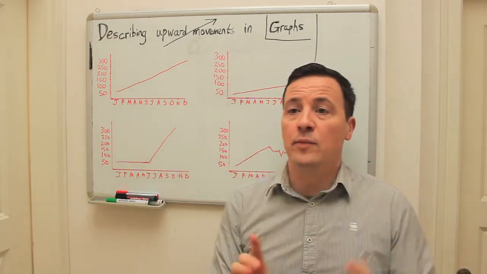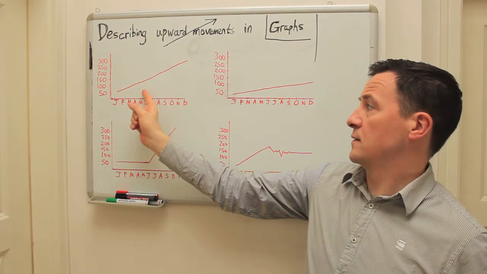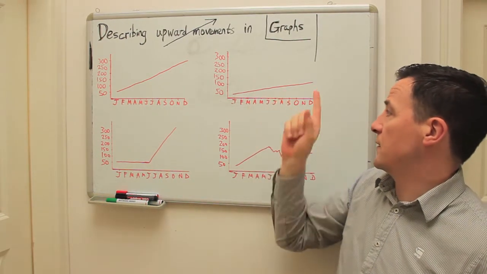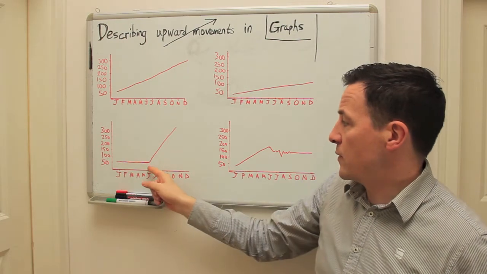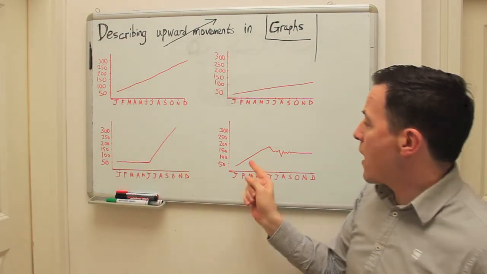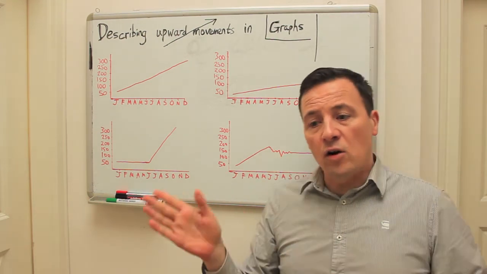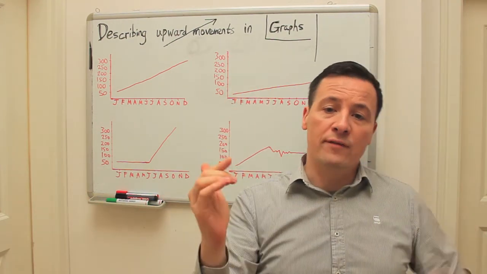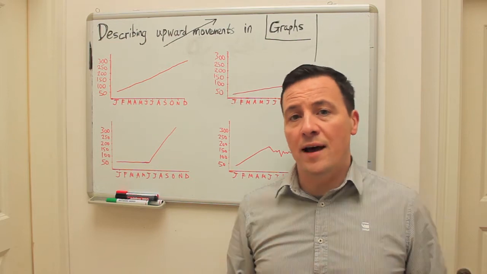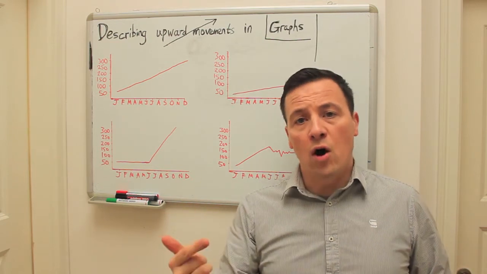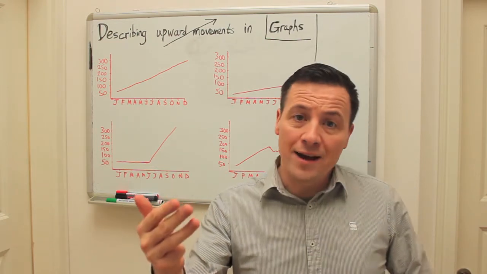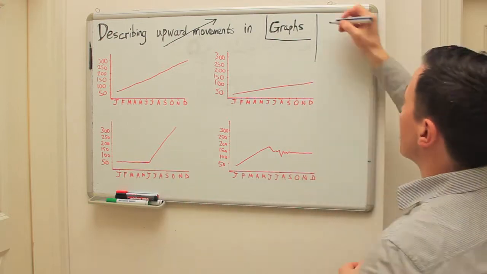So for example, how would you describe this? Or how would you describe this? Or how would you describe what happens here? Or how would you describe what happens here? So all of those things are upward movements in graphs, and you can use verbs like increase, grow, go up, rise. So I'll write them here.